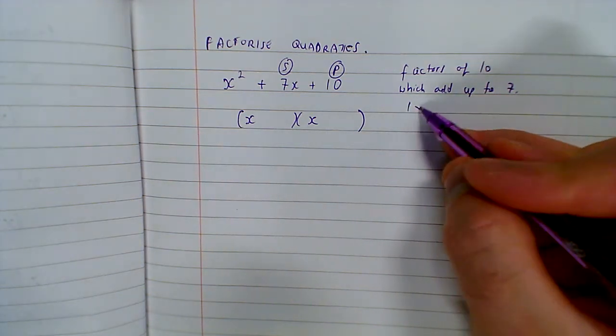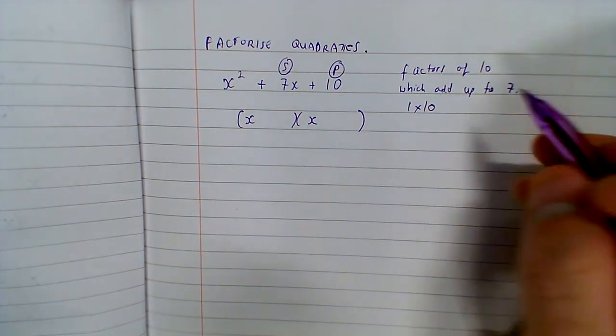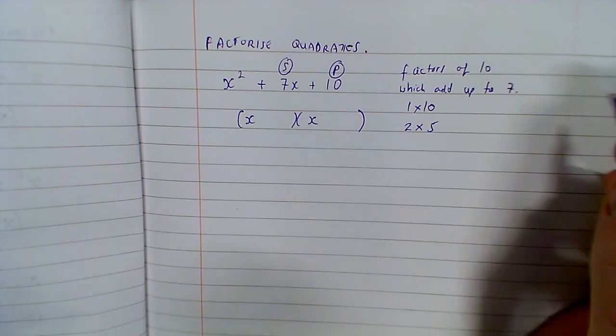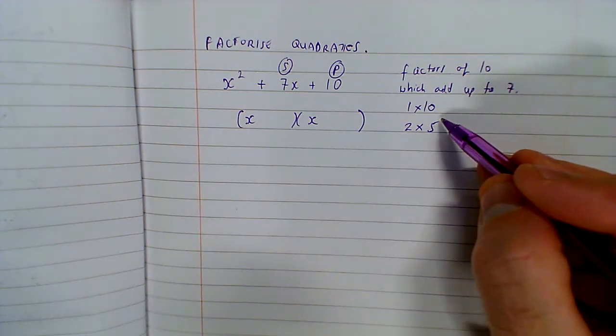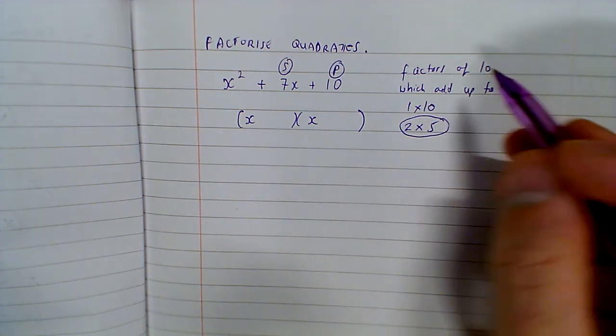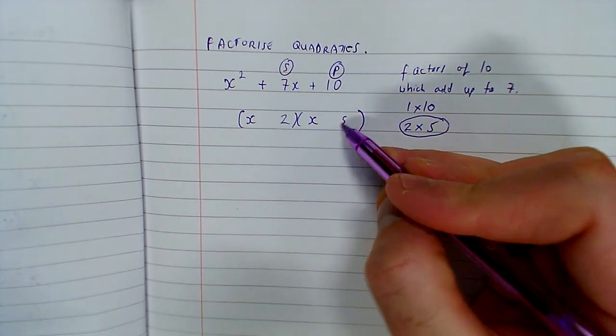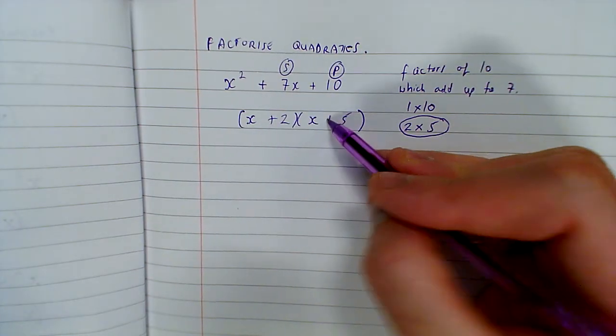Now the factors of 10 are 1 and 10, but they add up to 11. 2 and 5. Now 2 times 5 is 10, and 2 add 5 is 7, so that's the one we want. It's 2 and 5. Everything's positive, so it's 2 positives here.